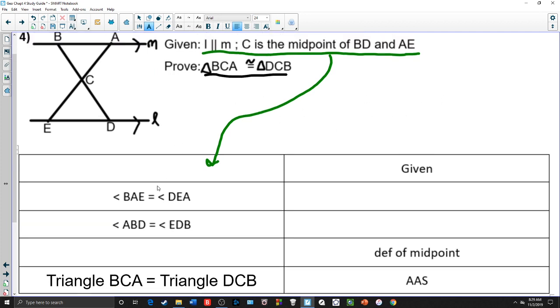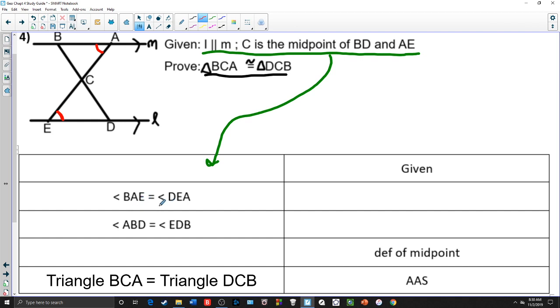So in this case here, it says BAE is equal to DEA. So let's figure out what those angles are first. So BAE, that's this one right here. BAE is congruent to DEA, this one right here. And our job is to figure out what reason do we know. Why is that true? What's the reason that goes with that?